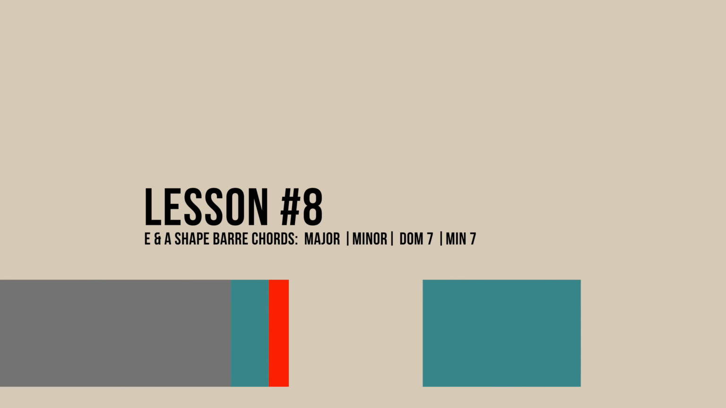My name is Chris, and today I'm going to be showing you the essential E and A shape bar chords. So that's going to be major, dominant, minor, and minor 7 on both the E shape as well as the A shape. Major, dominant, minor, minor 7.